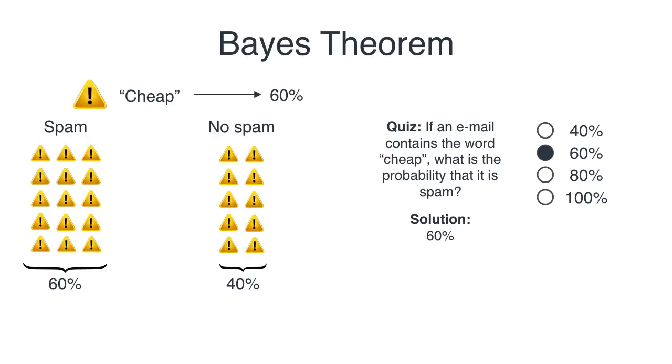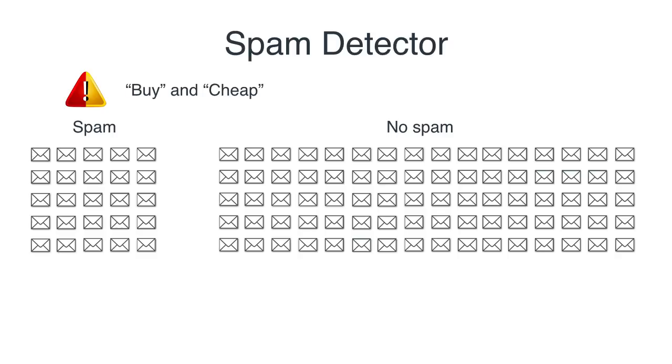Now here's where things get complicated. What if we want to apply it for both words at the same time? So we want to see, what's the probability of an email being spam if it contains both the word buy and the word cheap? Well, we can do the same thing, right? We can count how many emails contain the word buy and then look at how many contain the word cheap and then actually look at how they overlap.